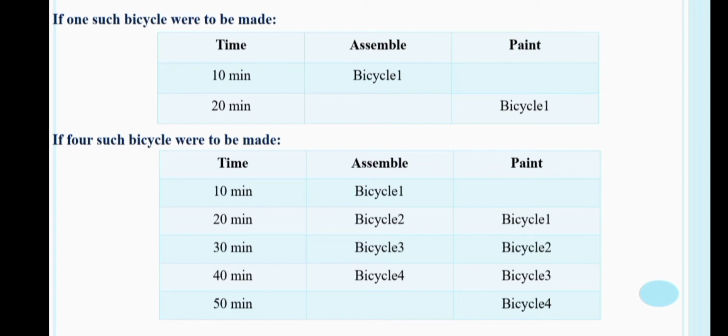However, if someone is observing the output of both processes, it would appear that the first bicycle takes 20 minutes, but then each succeeding bicycle would only take 10 minutes to complete. It would take only 50 minutes to complete 4 bicycles. This is pipelining.